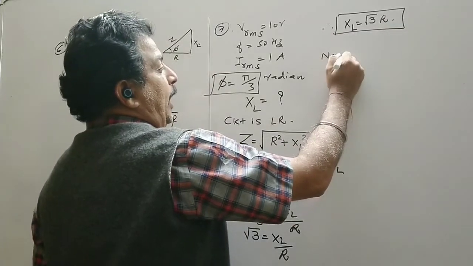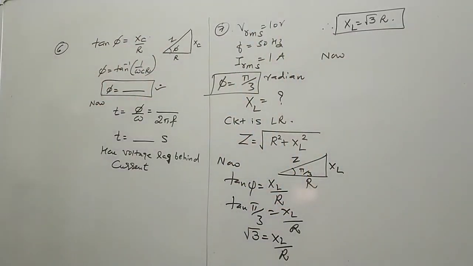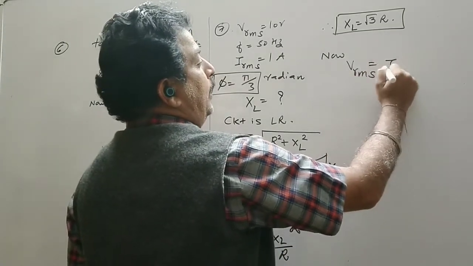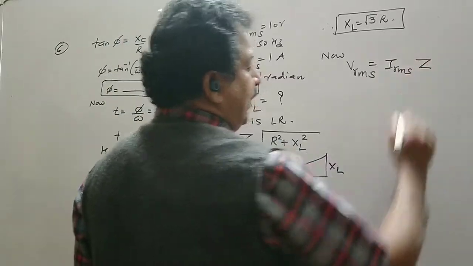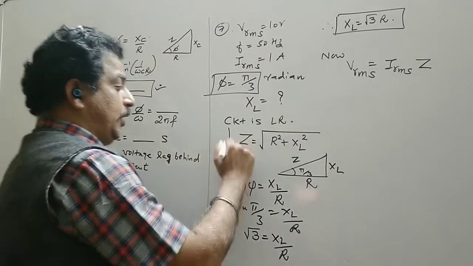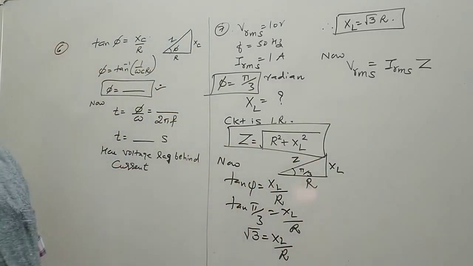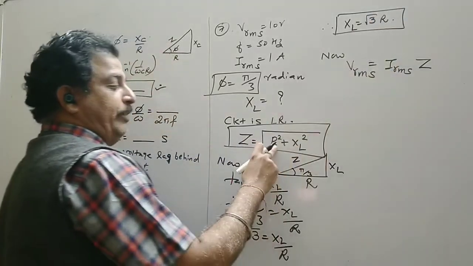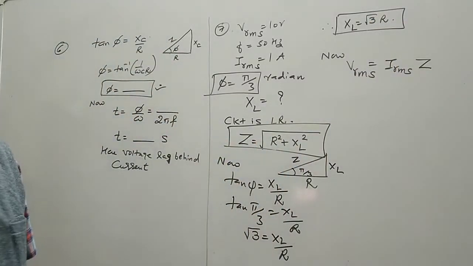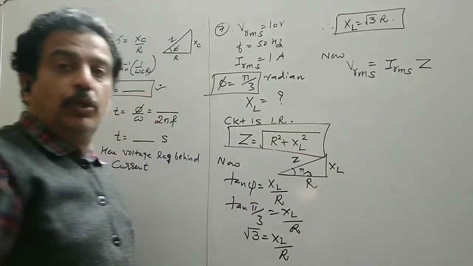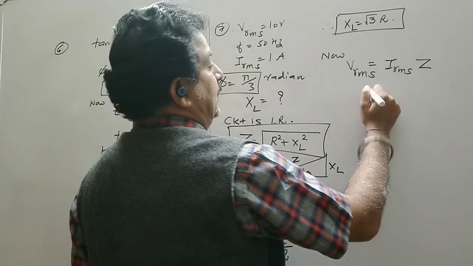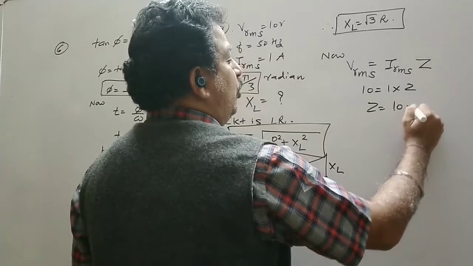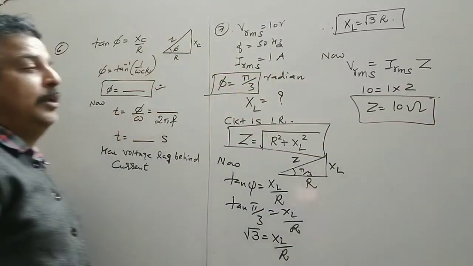Now we have IRMS and VRMS. VRMS is equal to IRMS into the impedance Z, because we have to find the relation between Z and R also in order to find XL. Now XL is clear, it is root 3 times R. Now we have to find the value of R, so we need the value of Z also. VRMS is 10, equal to 1 into Z. So Z is equal to 10 ohms.